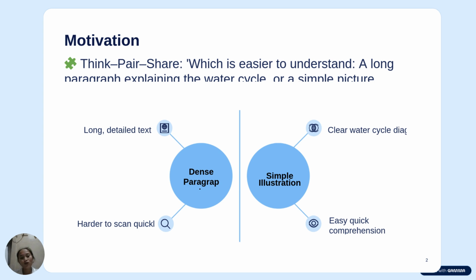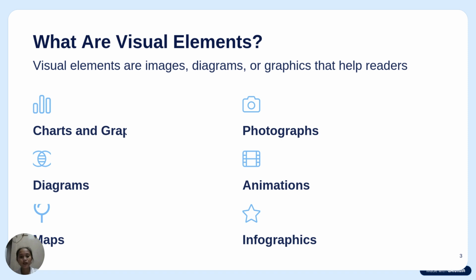So what are visual elements, Wendy? Visual elements are the tools that writers use to make information clearer. Imagine reading about the parts of a volcano without seeing a diagram. It's purely writing about the volcano without labels. So it would be confusing, right?